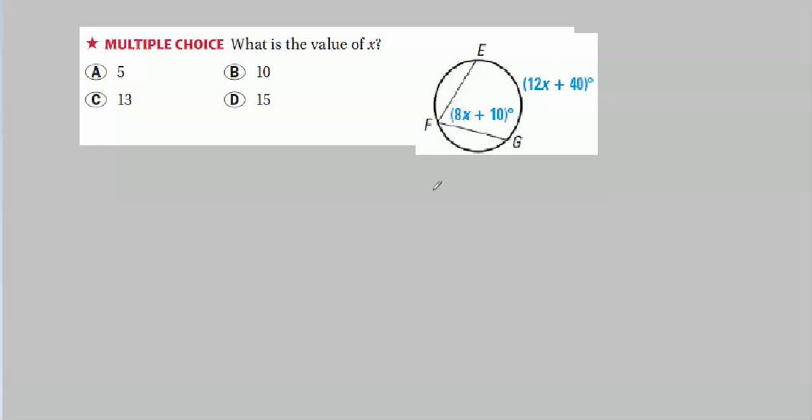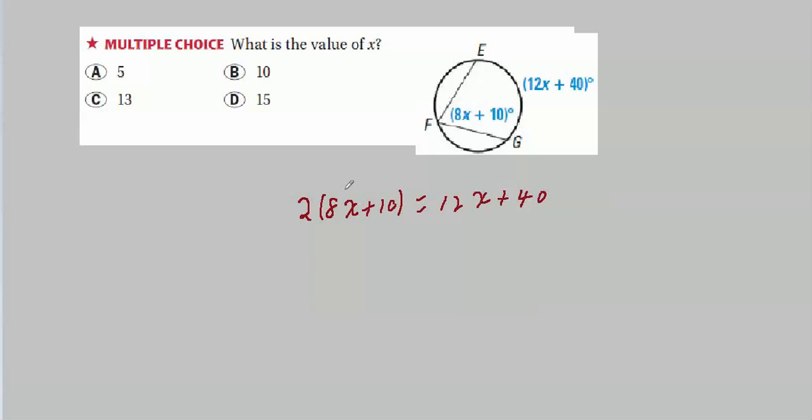Which one do we want to use? Well, let's say that 2 times this equals this. In other words, 2 times the inscribed angle, pardon me, that's 8x plus 10, should equal 12x plus 40. That's all you had to do. You set this up. Now we can solve pretty easily.